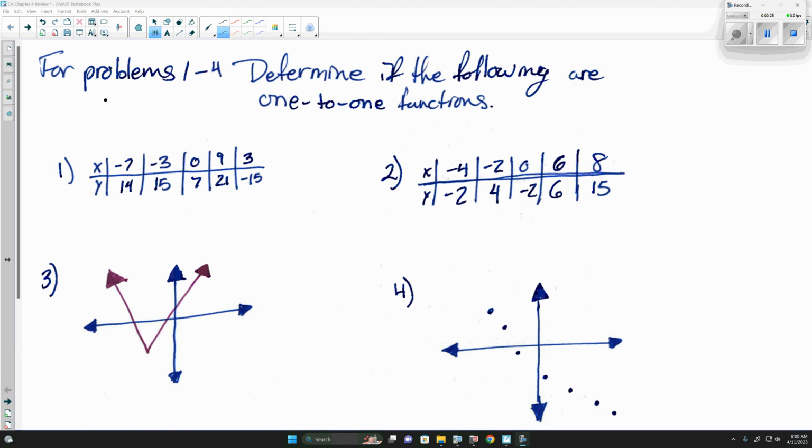Now, looking at questions 1 through 4, determine if the following are one-to-one functions. So one-to-one is just saying that the y values are not repeated, that we don't have two different x values going to the same y.